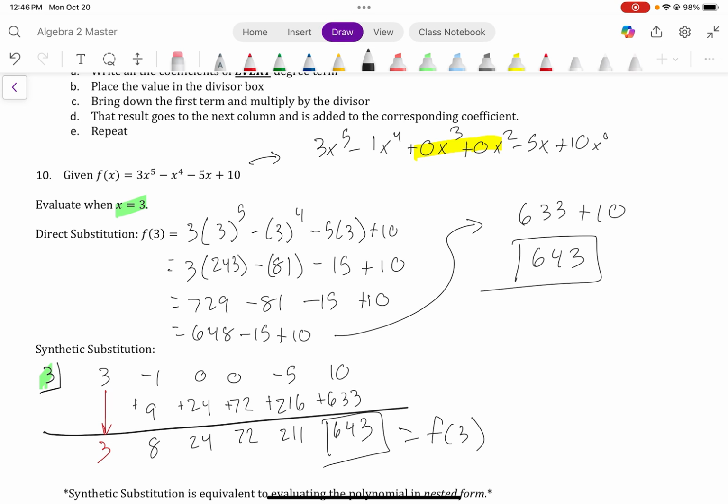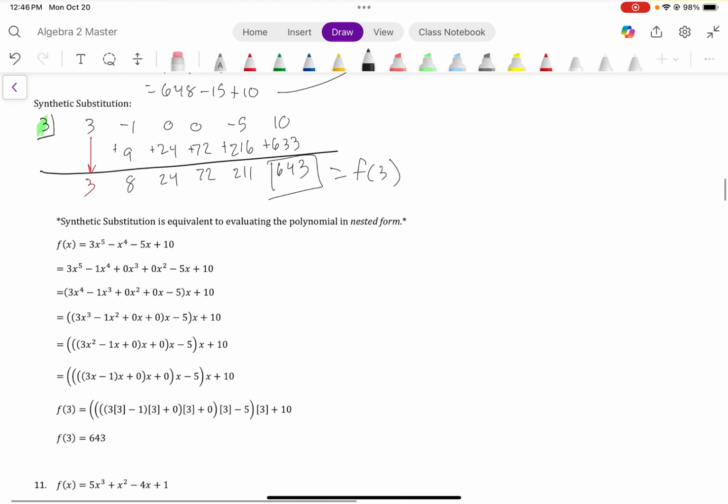Synthetic substitution, I still have to deal with bigger numbers as I go, but I only had to multiply by 3 and then add, multiply by 3 and then add, multiply by 3 and then add. I can multiply by 3 pretty well. Even if I get to a number that I'm not sure immediately, I can sketch off to the side 216 times 3 or whatever I needed to. So it goes a little bit quicker.